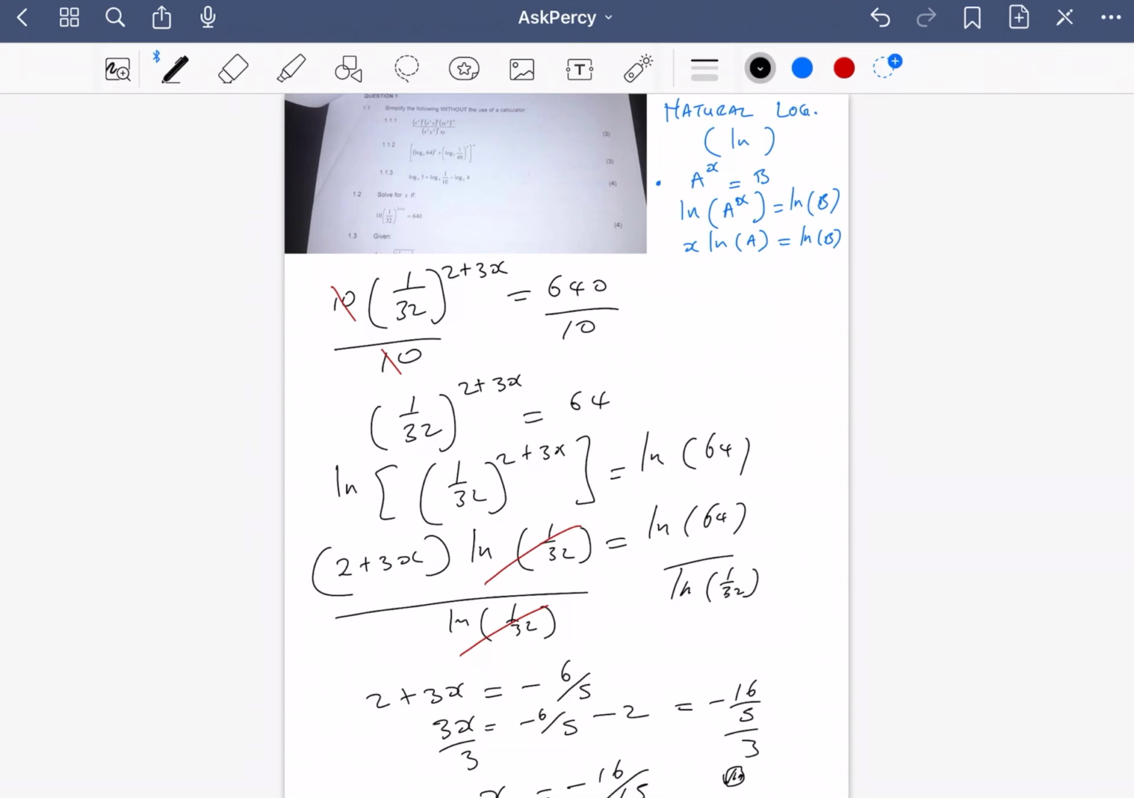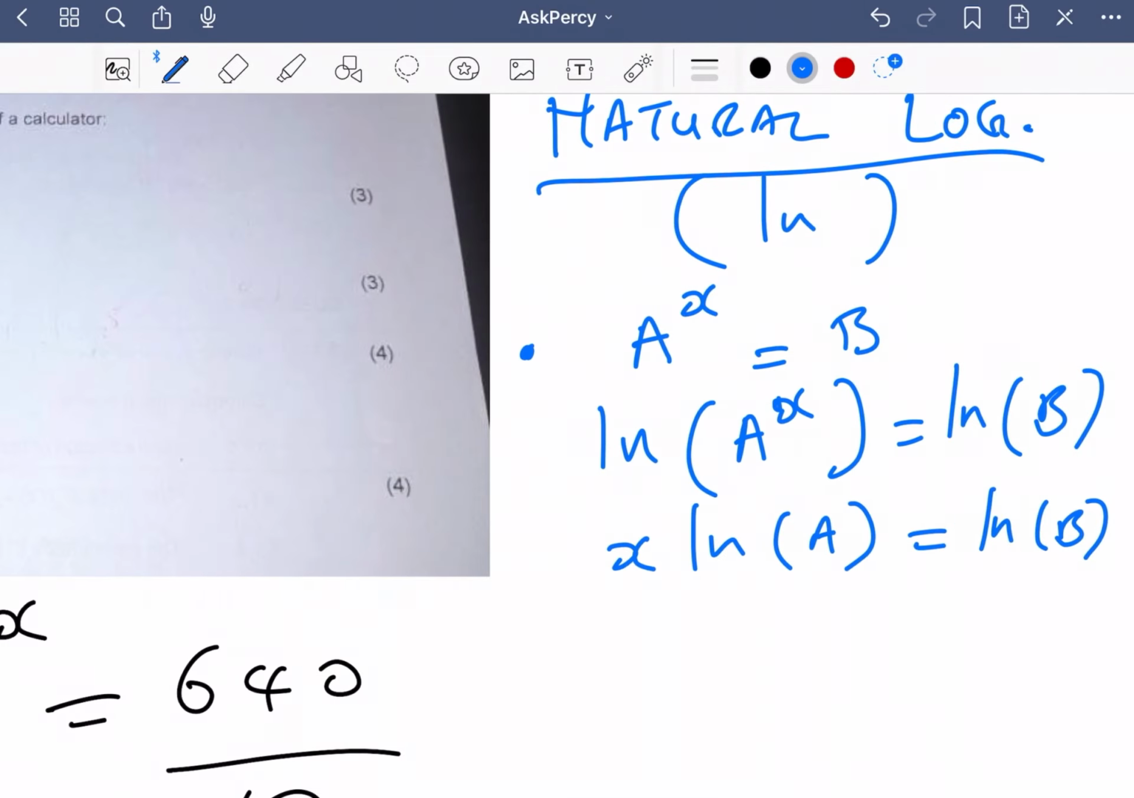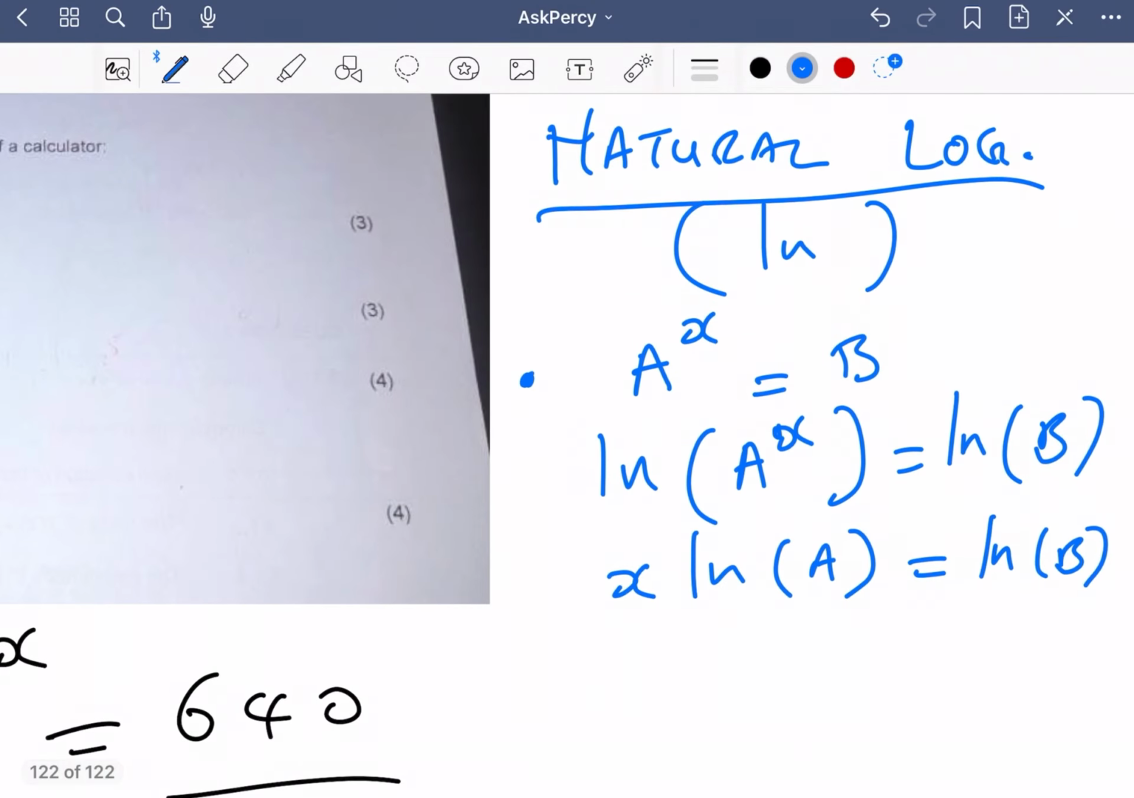But the idea here in this question is really understanding natural log and using natural log in any question that you're given, trying to solve for x. What you're going to do is introduce the natural log, and then you bring that x from the exponent down to the base, and then you solve. Easy. Don't forget, this is very important, and this is the gist of this question.